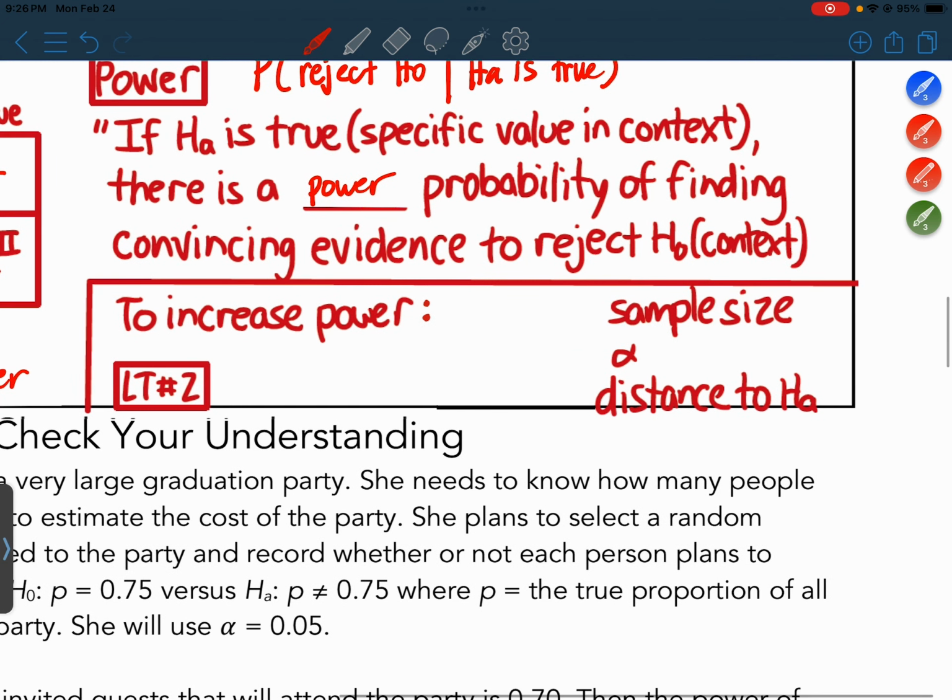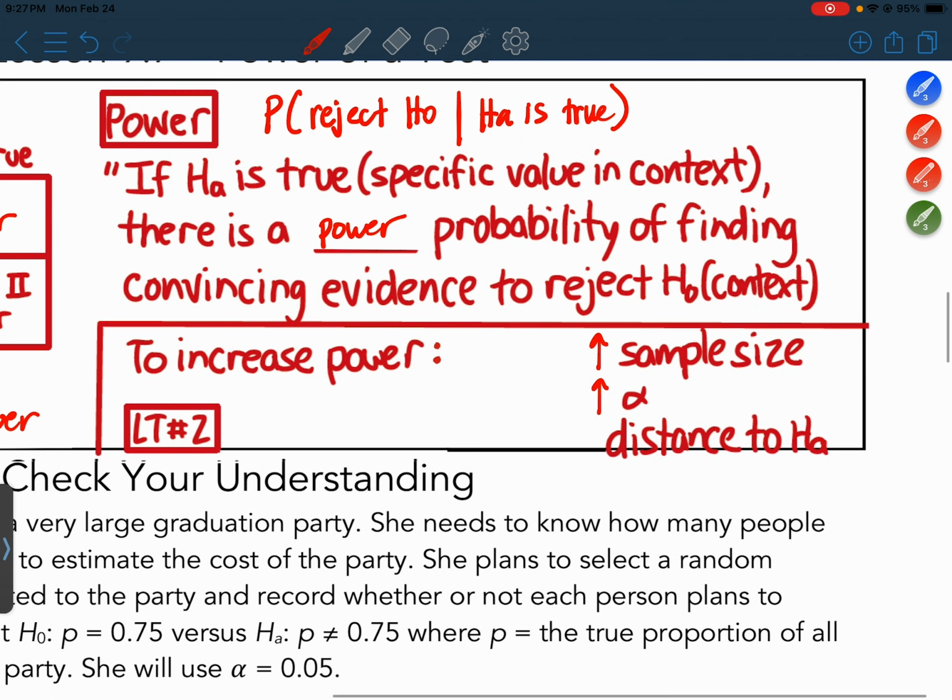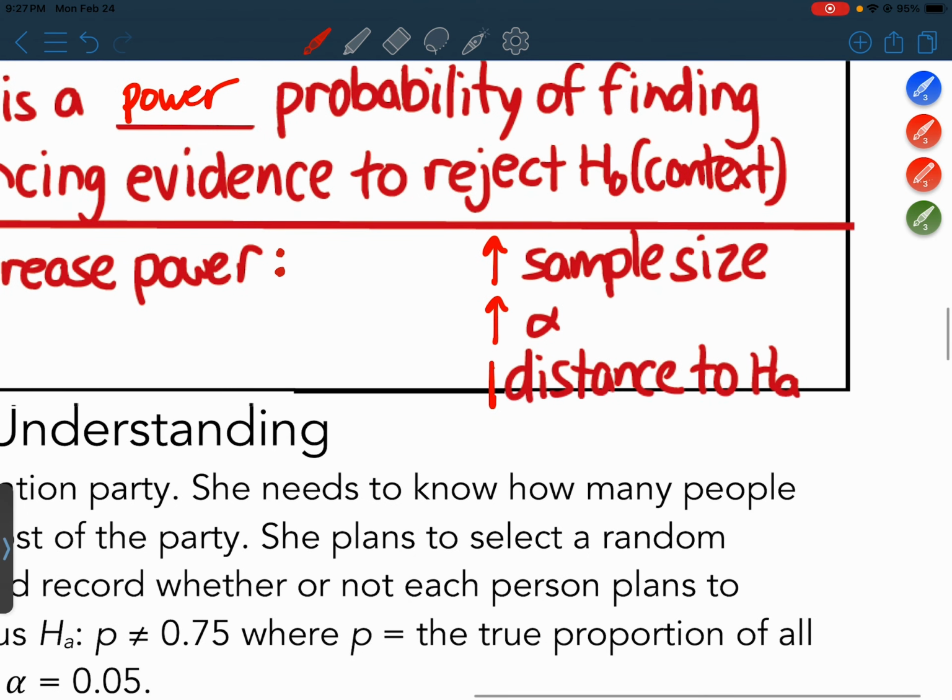All right, there's 3 ways that we can increase the power of the test. Number 1, we could increase the sample size. More data means better decision making. Number 2, we can increase the significance level. That just makes it easier for us to reject the null hypothesis. And remember, rejecting the null hypothesis is part of the definition of the power. And then thirdly, we could increase the distance between the null value and the alternative value. Just think about this: it's easier to detect a big lie than it is to detect a small lie.